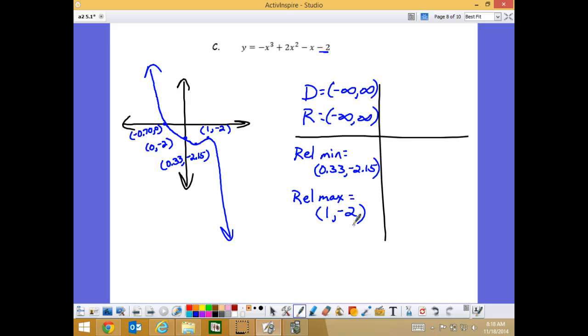Then the next step is the end behavior. The left end is going up and up and up on the left end. So we say it is increasing without bound. And on the right end, it's going down and down and down. So we say it is decreasing without bound.